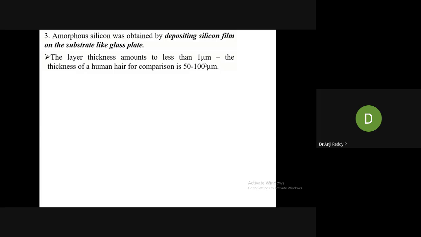For comparison, let us take the thickness of human hair. Suppose we take our hair diameter. The hair diameter is around 50 to 100 micrometers. Remember, our hair diameter is 50 to 100 micrometers. But whatever silicon film layer we are depositing is less than this. The thickness of the amorphous silicon layer is less than the thickness of human hair, that means less than 1 micrometer.